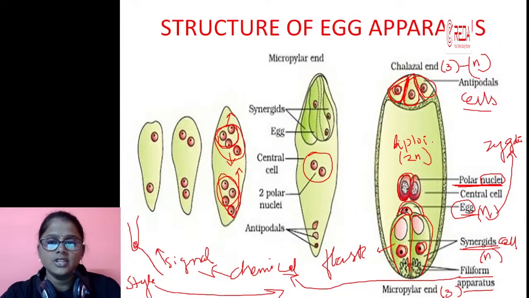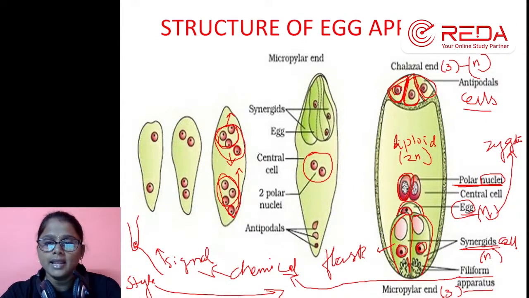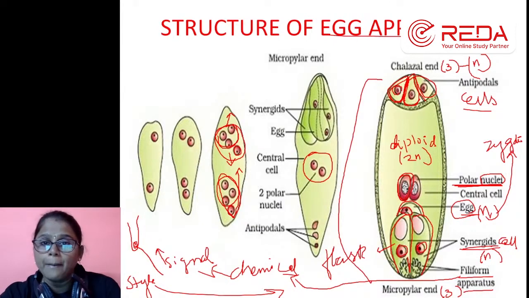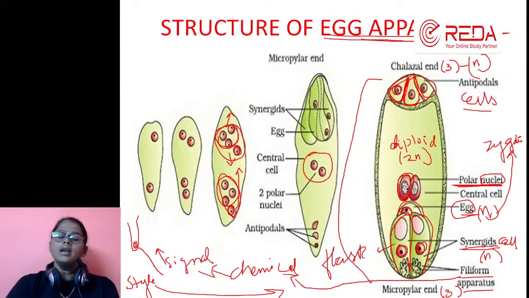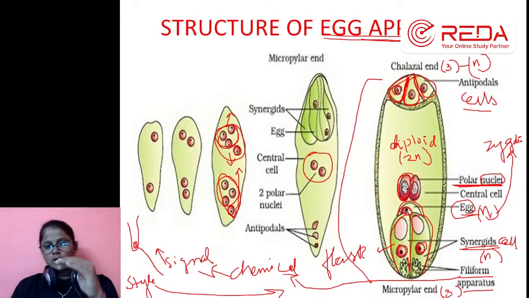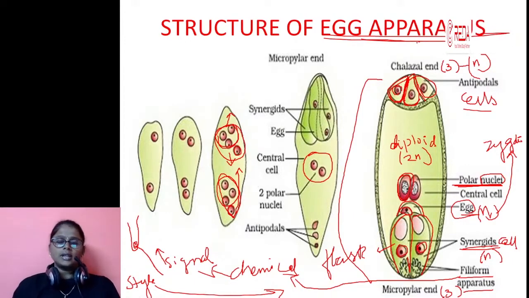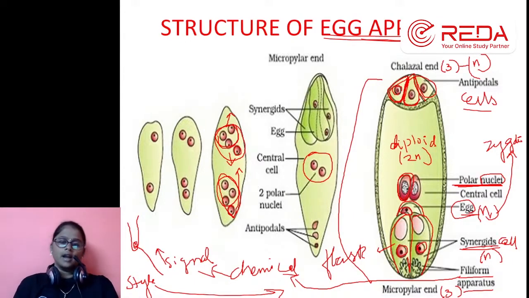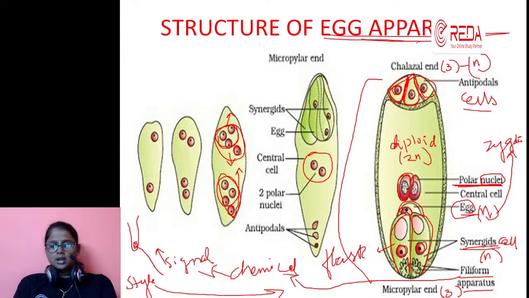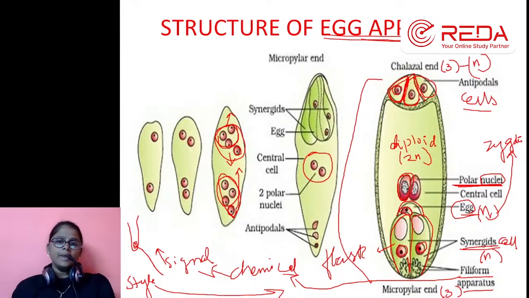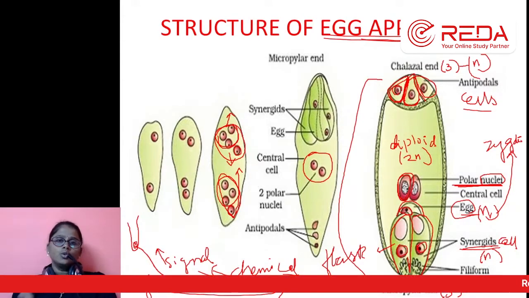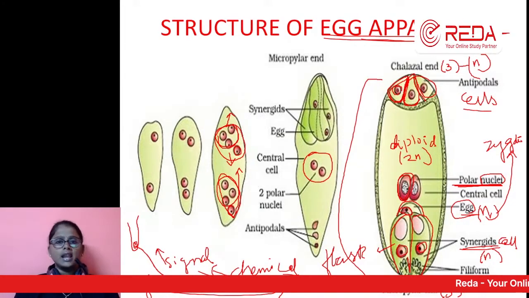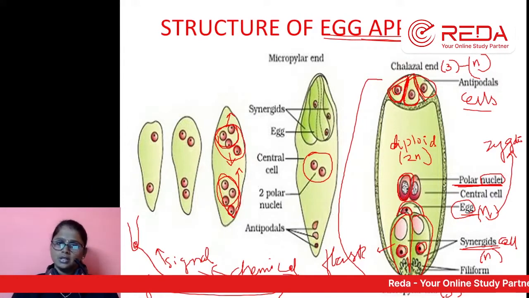So at this stage the female gamete is ready, and you are calling this the egg apparatus. Because the egg apparatus looks like an egg, and all the cells inside it have stood in an exact format. Okay, so meiosis and sporogenesis got over. Now the female gamete, that is the embryo sac, the egg cell and polar nuclei are ready for the fusion process.